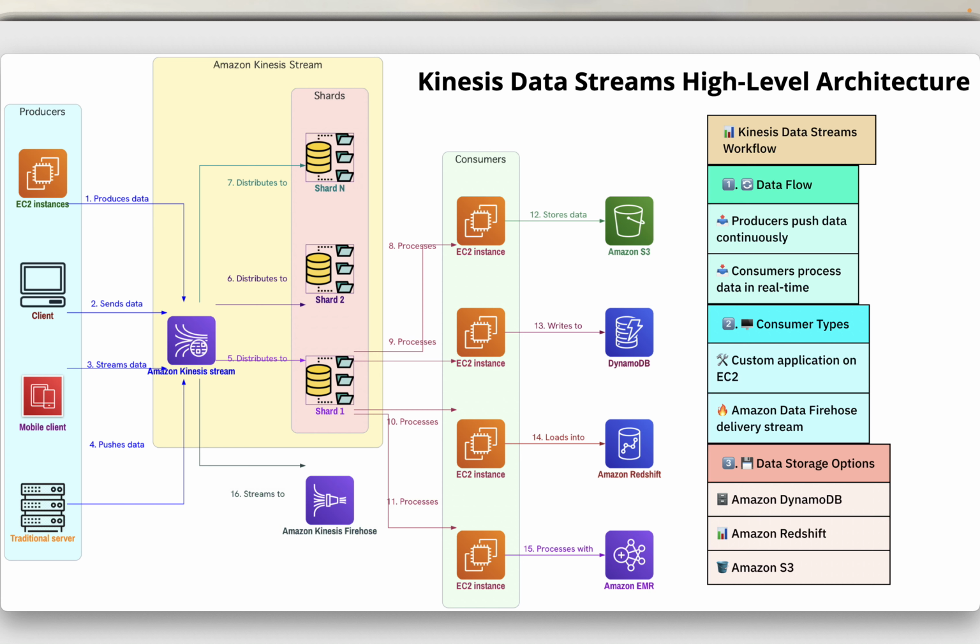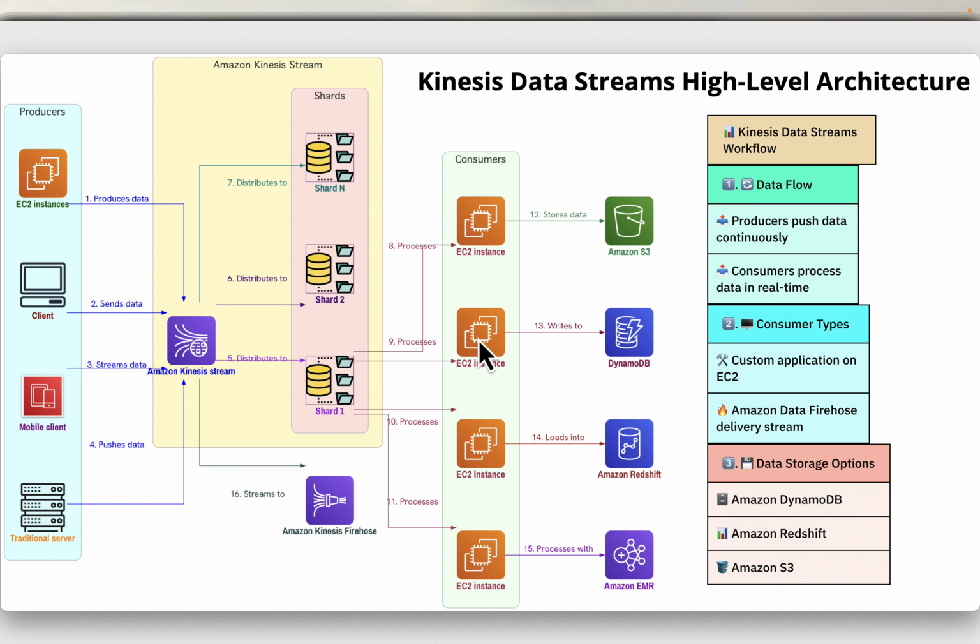So this is the high level architecture of Kinesis data stream. You have the producers continuously push data to Kinesis data stream. These producers can be EC2 instances, mobile clients, or traditional servers. They will be pushing data continuously to Kinesis data stream service. And the consumers process the data in real time. These are the KCL applications, Kinesis data stream applications, developed using the Kinesis client library.